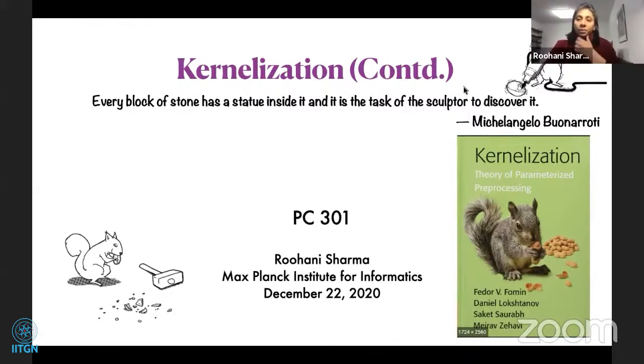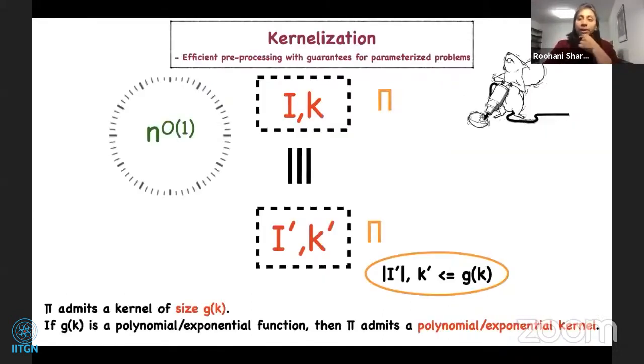We continue from where we left yesterday, though the parts that we'll discuss today are independent of what we discussed yesterday. What's important for us is to remember what we are doing, and what we are doing is kernelization. This is a one-slide summary of what kernelization is. We are trying to design efficient pre-processing algorithms, polynomial time algorithms, that take an instance of a parameterized problem and return an equivalent instance of the same parameterized problem where the instance size is bounded by a function of the parameter.